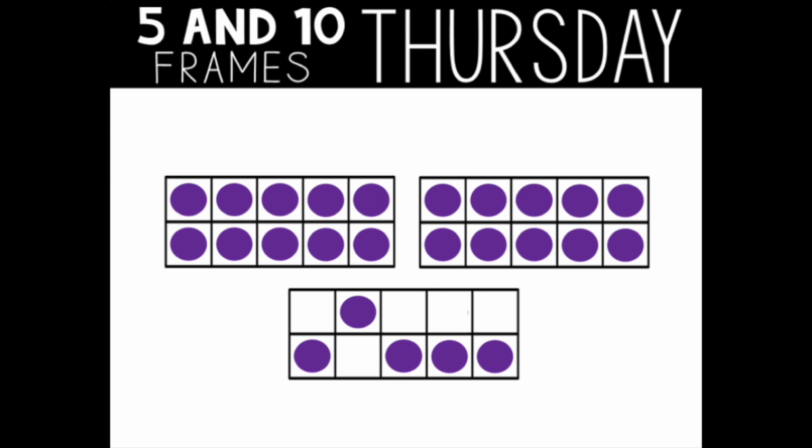I used the 10s and 1s strategy again. I noticed 2 full 10 frames and the same 5 in the third 10 frame. So I think to myself, 2 groups of 10 and 5 lonely ones equals what? That's right, 25. What did you do to find your answer this time?